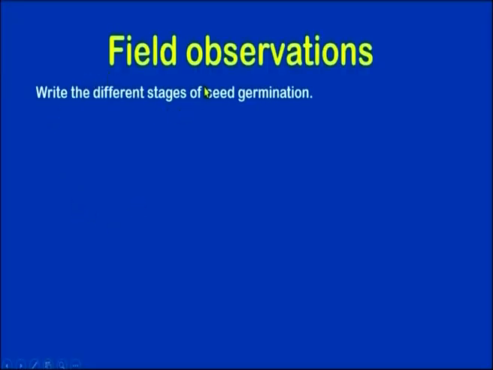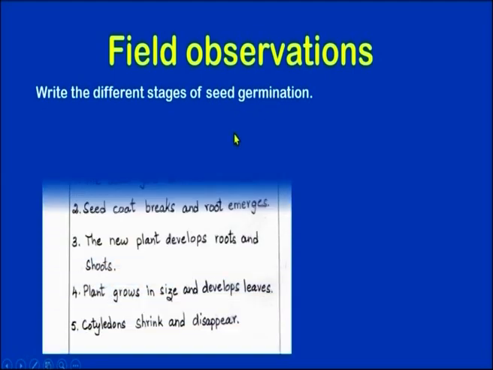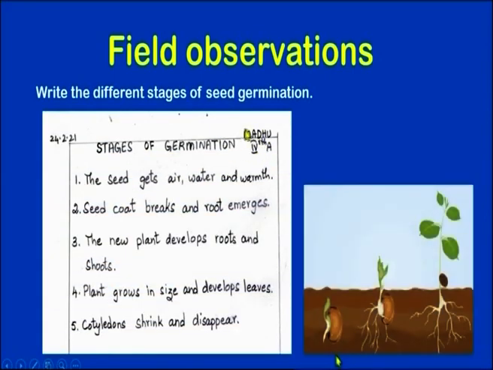Field observations. Write the different stages of seed germination, children. Here Madhu has done that for us. Let us read what he has written. The seed gets air, water and warmth. Seed coat breaks and root emerges. The new plant develops roots and shoots. Plant grows in size and develops leaves. Cotyledons shrink and disappear. See this, children?